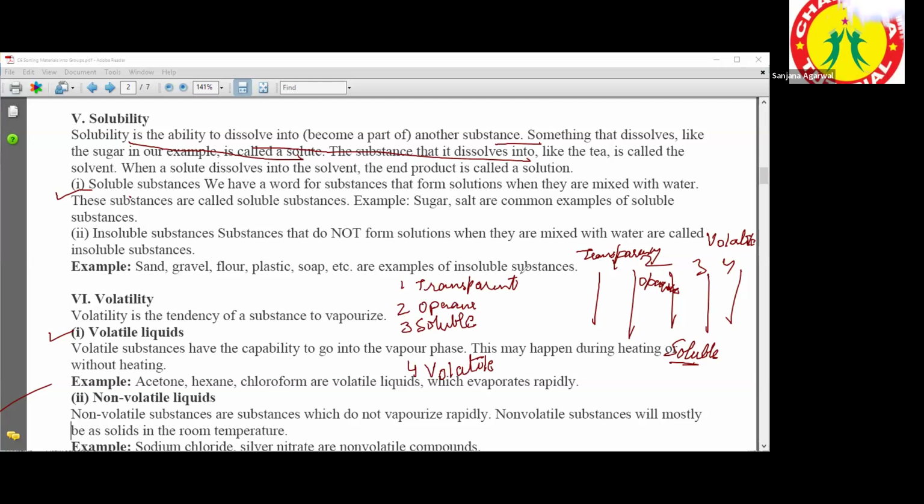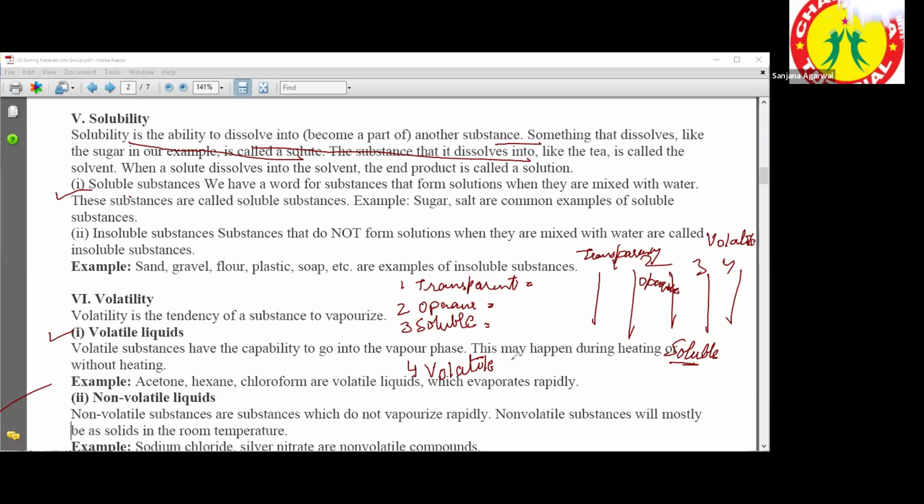Transparent are the objects which allow light to pass through them. Opaque objects do not allow light to pass through them. We cannot see through opaque objects. Soluble objects are those which on mixing with water fully disappear. They get fully mixed with water. They can be liquid or solid. It's your choice, you can write any.